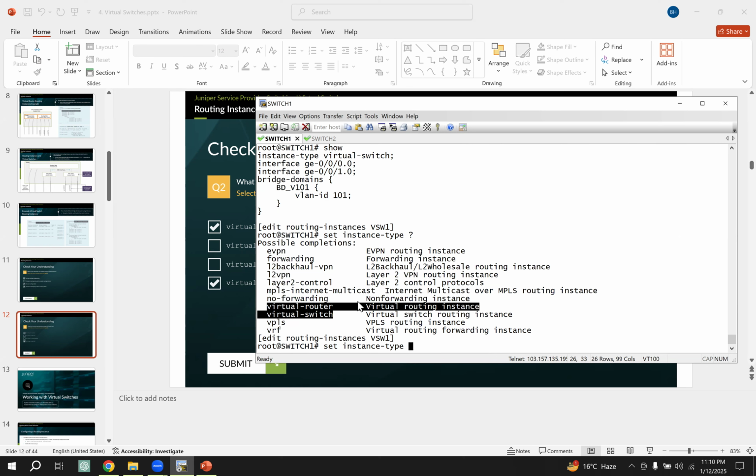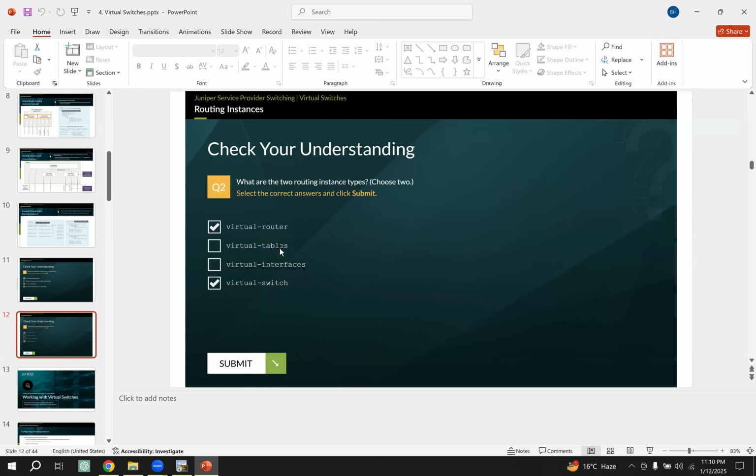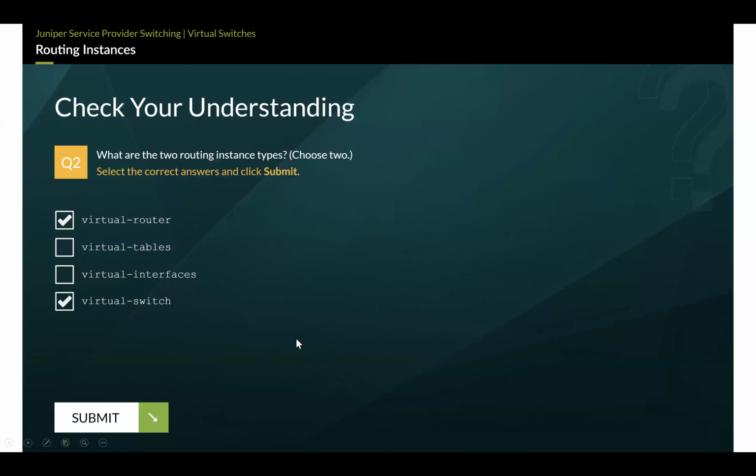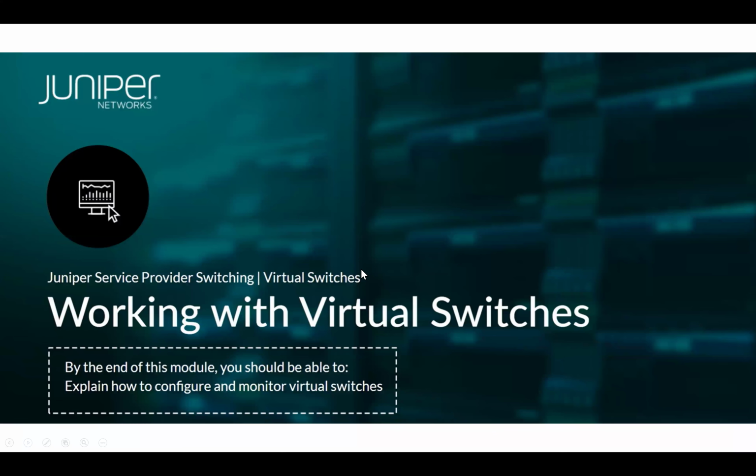For Layer 3, logical or virtual router, you can add the virtual router. For Layer 2, that means you want to create a logical virtual switch, you have to set the instance type to virtual switch. So virtual table, virtual interfaces, these are not the instance type. Instance type is virtual router and virtual switch.